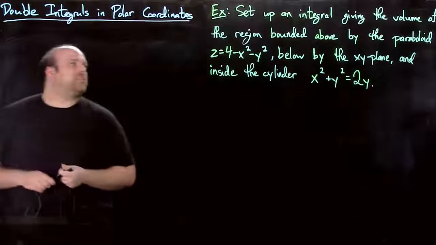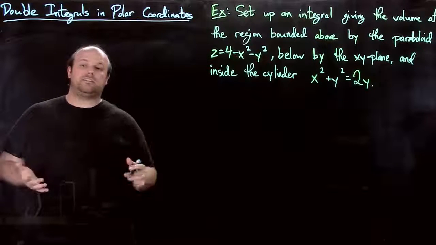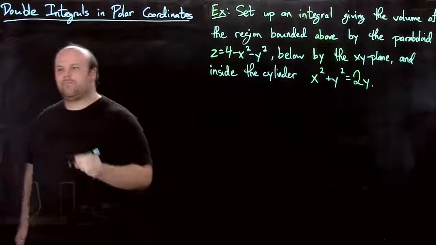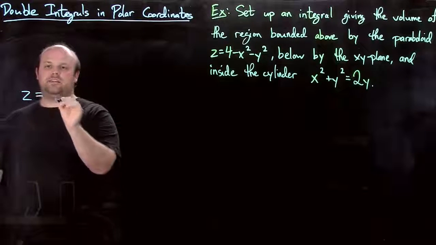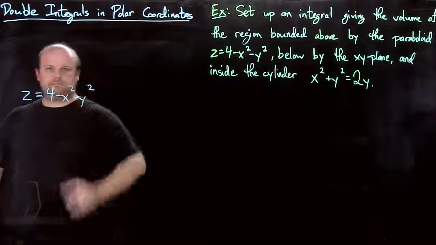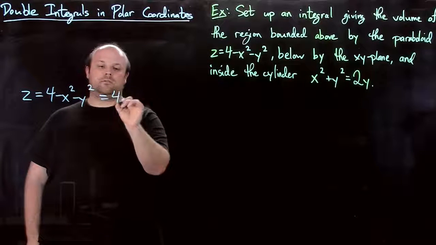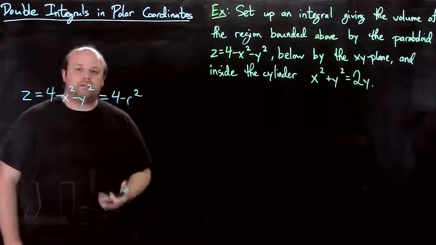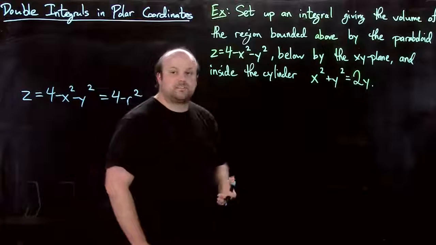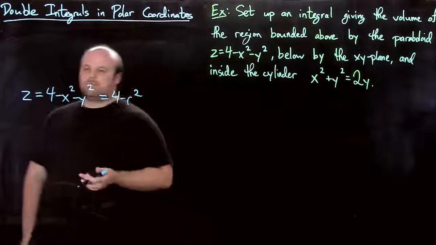All right. So the first thing we should do here is put all of these things in polar coordinates. So z equals 4 minus x squared minus y squared. Well, that's z equals 4 minus r squared, because x squared plus y squared is r squared. The xy plane is still z equals 0.